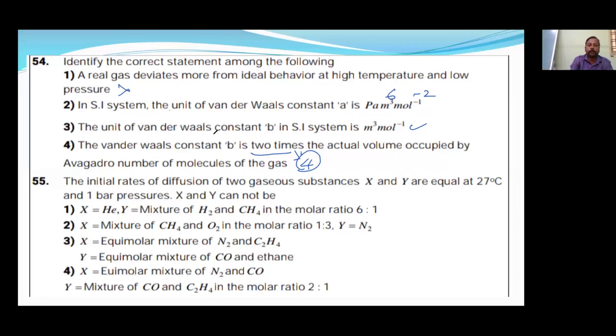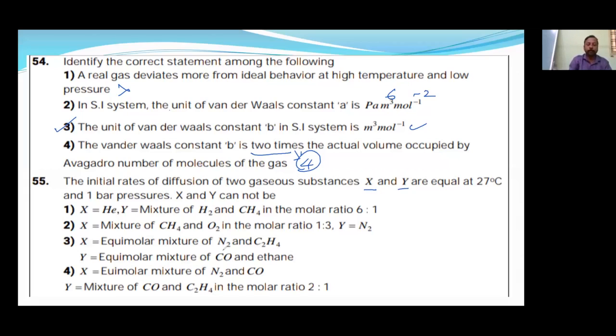Okay, here the correct answer is option C. We have to select the incorrect option. The remaining options are all correct, and I have also told you what is incorrect. If the initial rates of diffusion of two gases X and Y are equal, then at 1 bar pressure, X cannot be... So the rates of diffusion are the same, and once the rates of diffusion are the same, the molecular mass must be the same.